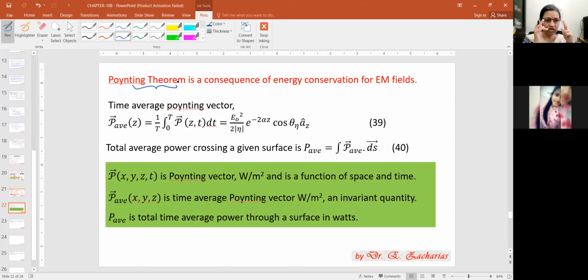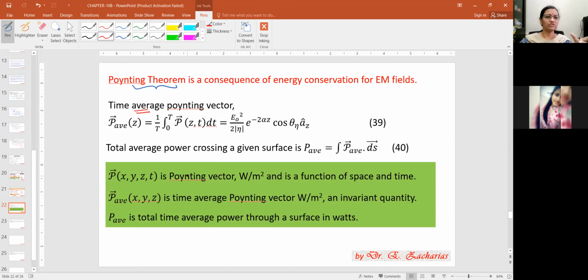Now we are going to see two other definitions. We have seen the Poynting vector. Next we will see what is called the time average Poynting vector. The Poynting vector was instantaneous power, so if you want time averaging, you should do an integral over the entire time period, and then divide by the time period. That is your mathematical definition of time average.